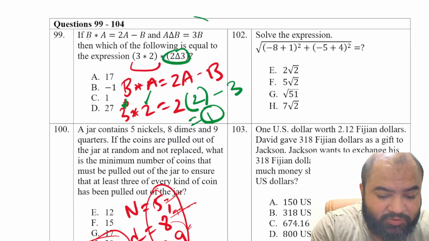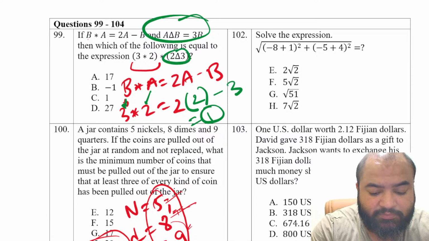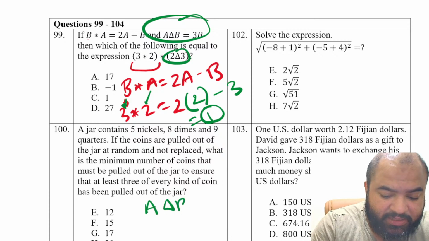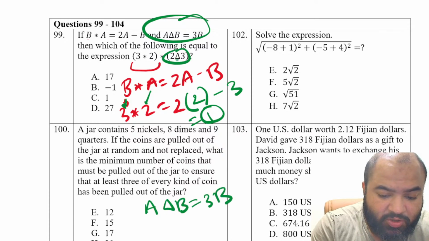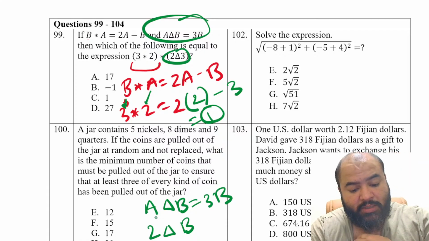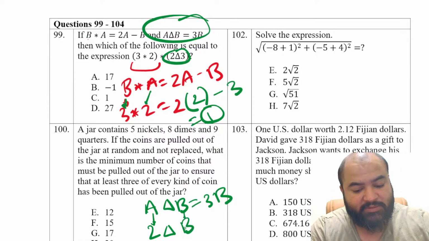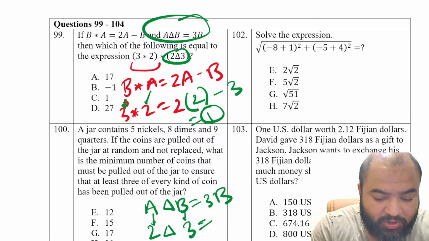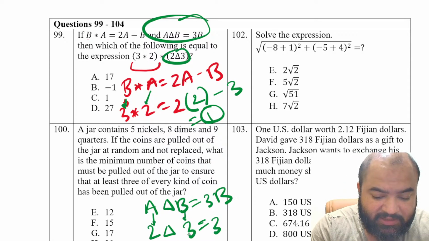The triangle, you have to do with the triangle thing. They said A triangle B means 3B. So I have 2 triangle 3. A is 2 here and B is 3. All they said is just multiply 3 times B, which is 3, so 3 times 3, 9.